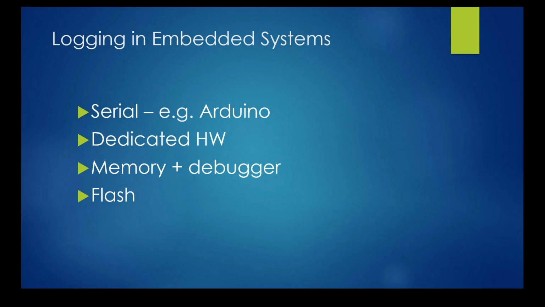Another option is to write prints into memory and then to extract it with a debugger through JTAG. This is of course way more limited than the previous solutions since we need to time the extraction of the logs, and for example a system reset will wipe the memory, potentially before we had a chance to extract the logs. Another option is writing logs to flash.